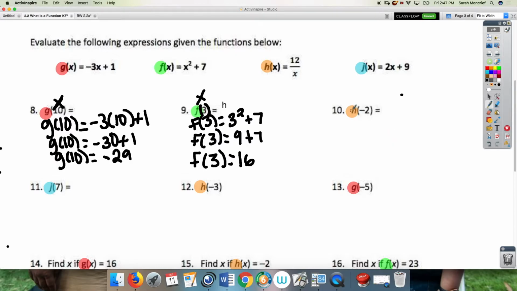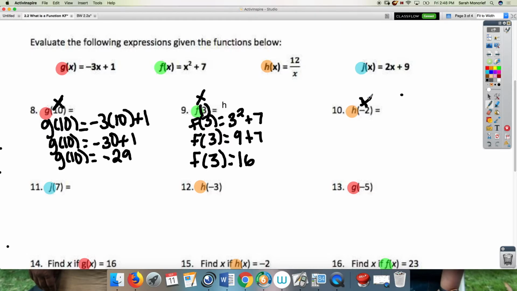Now let's look at 10. We already know which one it matched up with because they both have the same function name of h. So negative 2, is it an input or an output? Input. Why? Because it's on the inside of the parentheses. If it's an input, does that make it an x or a y? It's an x.